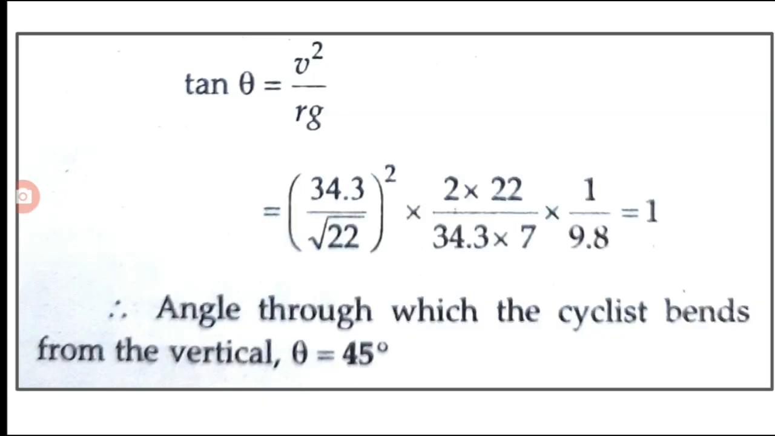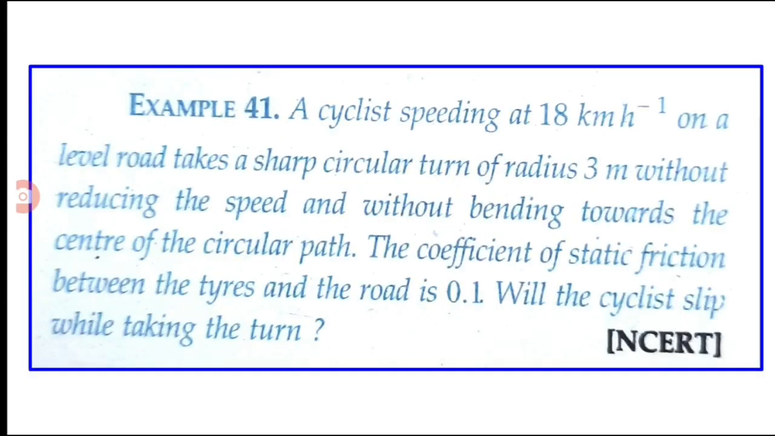Now knowing v and r, we can calculate tan theta, that is v square by r g. So substituting for v and r, we will get tan theta to be 1. So if tan theta is 1, theta is 45 degree. That means the cyclist has to bend through an angle of 45 degree from the vertical.